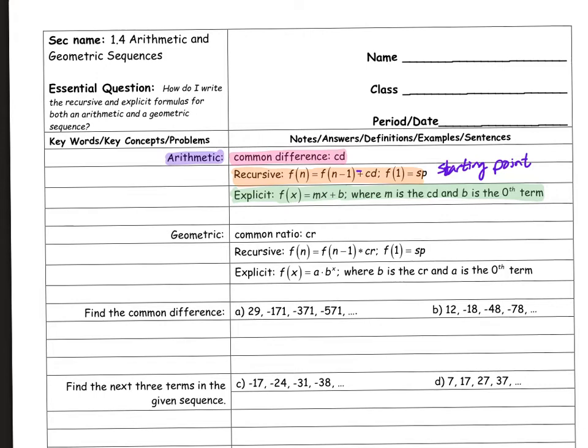Okay, and then we have our second type of sequence, which is geometric sequence. And we have three things about that also that we're going to talk about. Instead of a common difference, we have a common ratio, so we're just going to change our initials to CR. Pretty easy, yeah? We have a recursive equation again. To find my next term, f of n, I take my previous term, f of n minus 1, and I multiply by my common ratio. And then again, I have to have my starting point, so f of 1 equals whatever the first term in my sequence is. And then of course we have an explicit equation which says f of x equals a times b to the x power, where b is my common ratio and a is the 0th term.